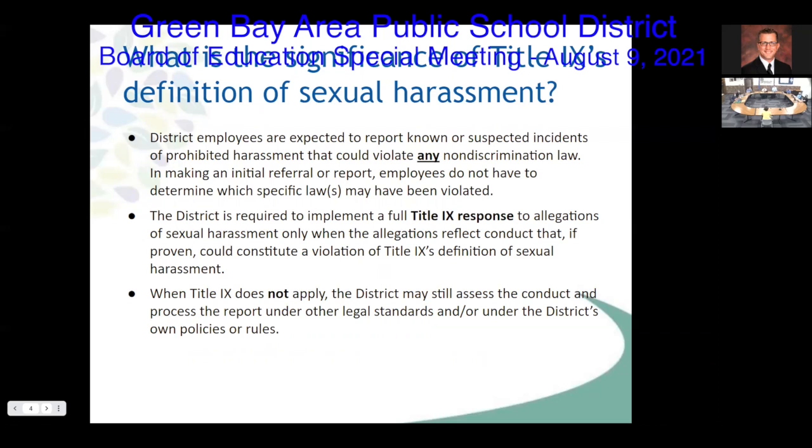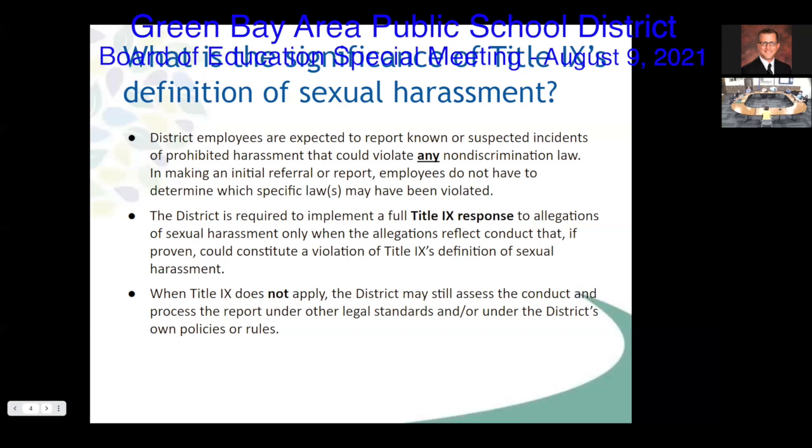Similarly, Title IX addresses student victims, employee victims, as well as other persons who may be victims of sexual harassment within an educational environment. As a result, district employees are expected to report any known or suspected incidents of prohibited harassment that could violate any non-discrimination law. You don't need to know what type of law has been violated. You just need to know that there is a law that's been violated. The district administration will figure out that law.